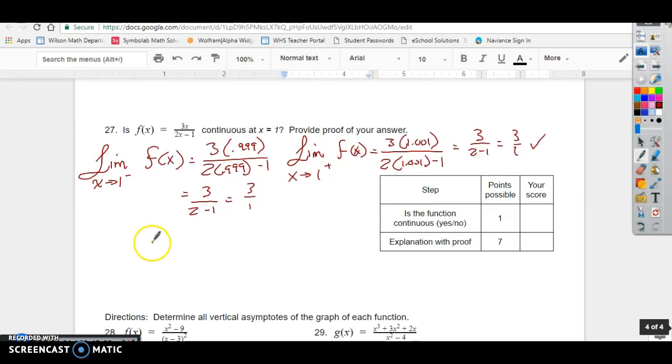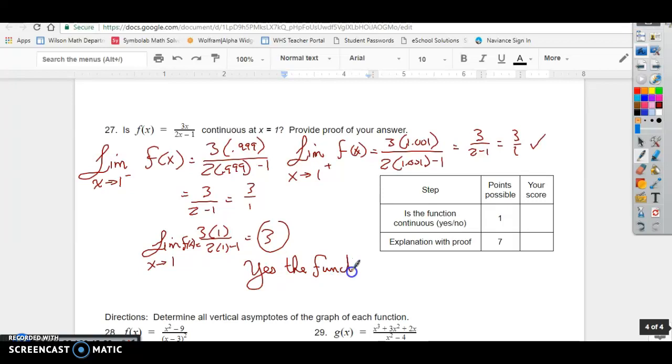So therefore, okay, if I do direct substitution with just 1, right? This would be 3 times 1. This is for f of x. And that would be 2 times 1 minus 1, so 3 again. Okay, so is the function continuous? Yes, the function is continuous at 1.